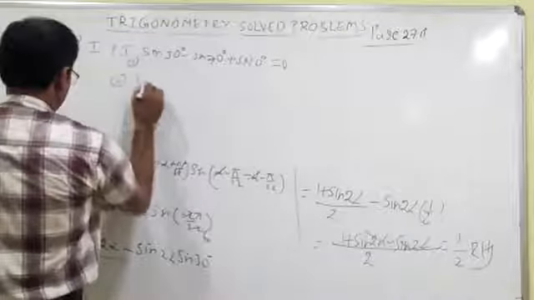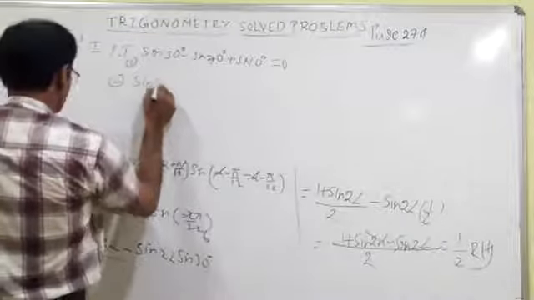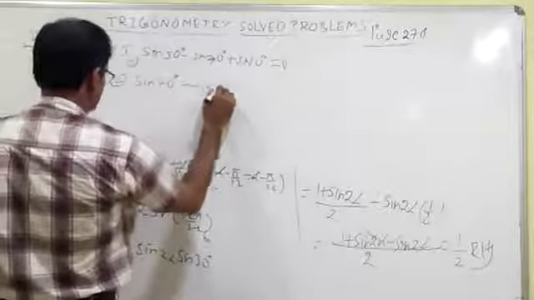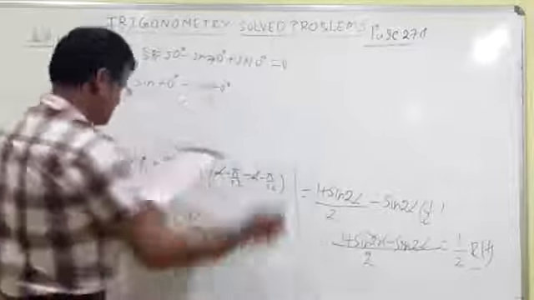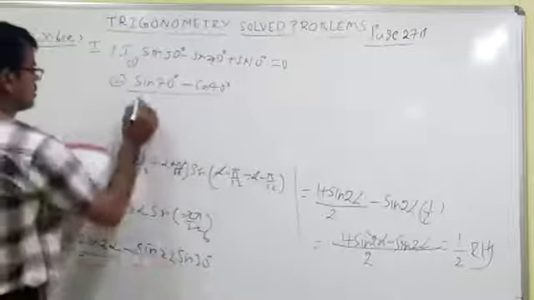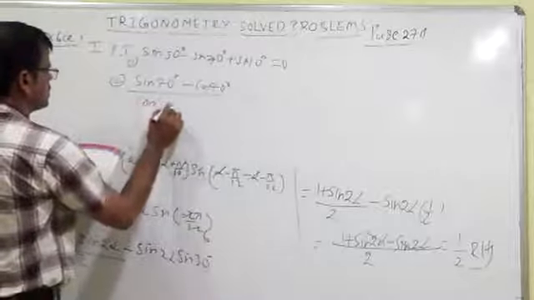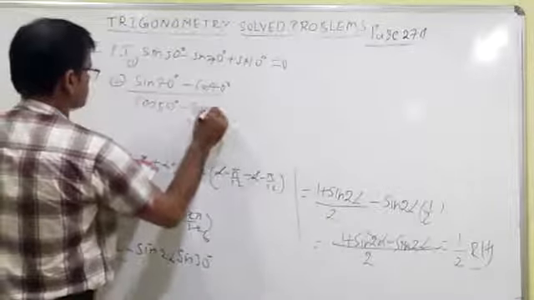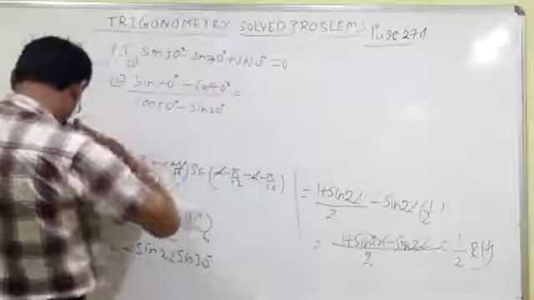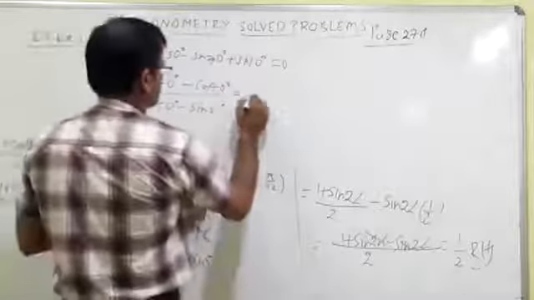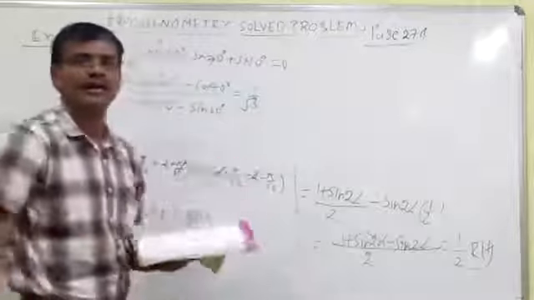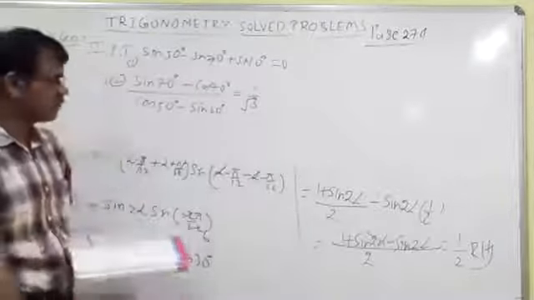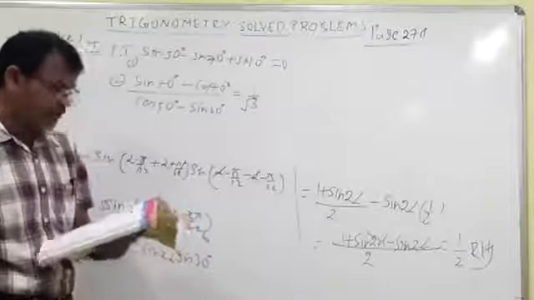Second one, this is also prove that: sin 70 minus cos 40 by cos 50 minus sin 20 is equal to 1 by root 3. If you are having any doubt while converting the values sin into cos or cos into sin, or any doubt regarding formula, you can ask me.